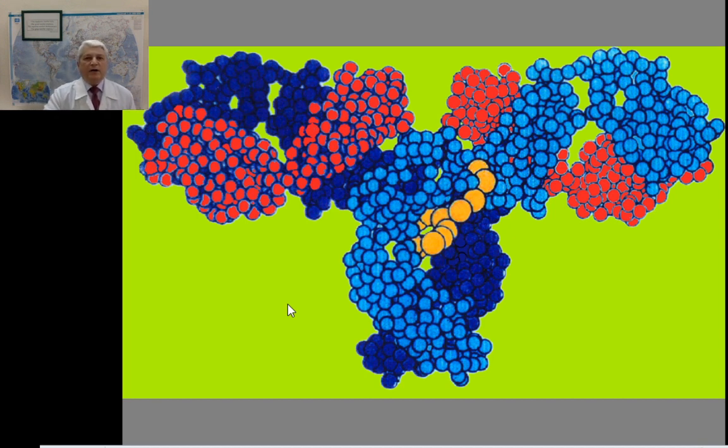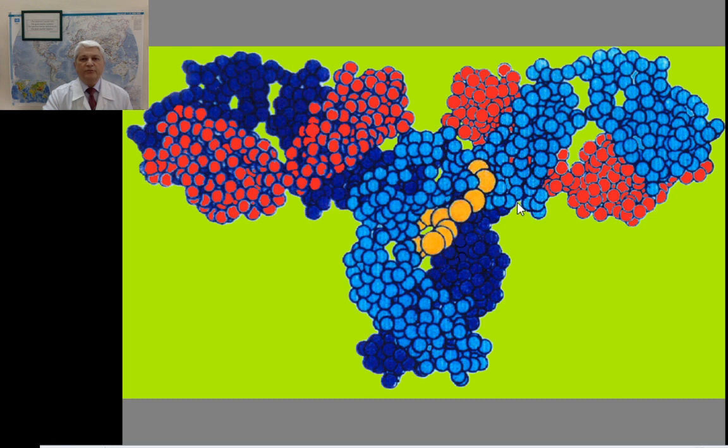This molecule consists of 4 different chains. 2 heavy chains, one is light blue, the second is dark blue, and 2 light chains, red, this one on the left side, and the second on the right side. Don't write this information now, because later I shall show you a simpler scheme of the structure of immunoglobulin, and you will copy it in your notebooks.